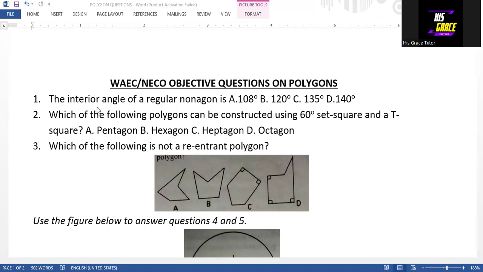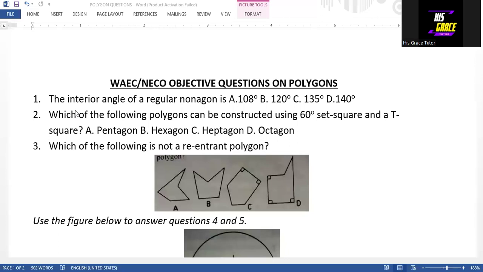So we start with question 1 as we have here. Wherever I need to explain, I will explain, and wherever I need to give a direct answer, I will give the answer to it, then we move on. We have about 23 questions to answer here, different questions on polygons when it comes to its objective questions.